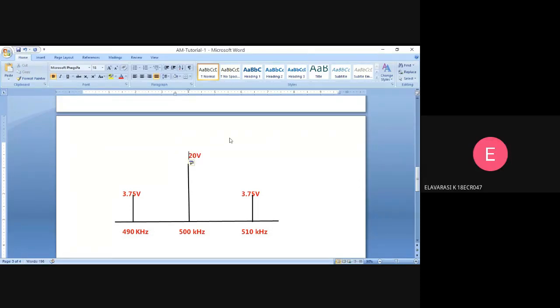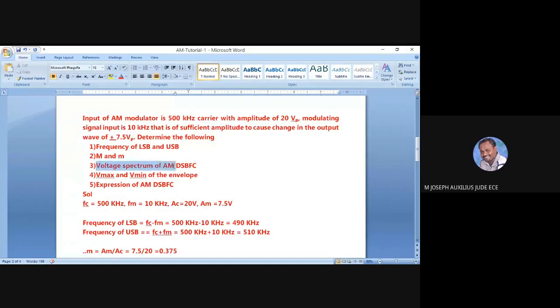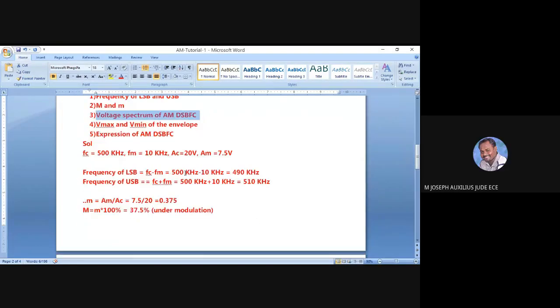So this is how you have to sketch the voltage spectra. So the problem is over. What is the third one asked in your problem? You have to determine the voltage spectra of AM, DSB, FC.